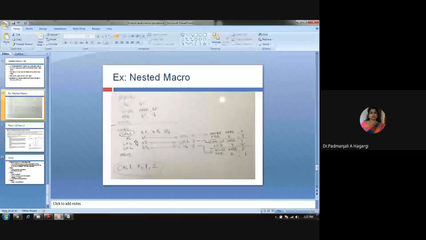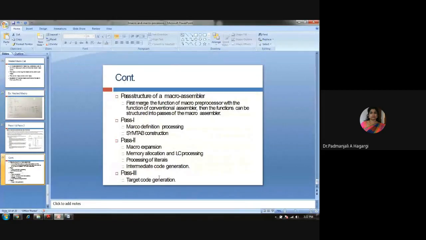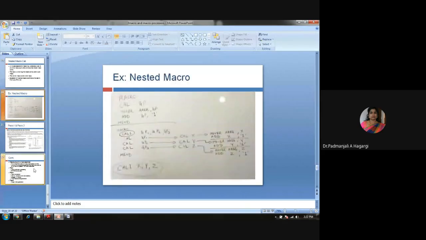Call one is a macro. In this macro, CAL is called. So this is the nested macro. If the source program has a nested macro, it will take pass three. If there is no nested macro, it goes only with pass one and pass two.